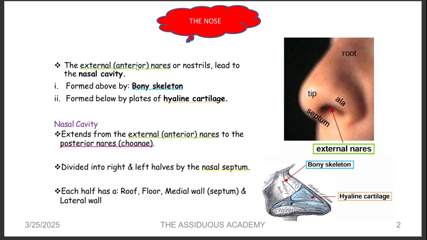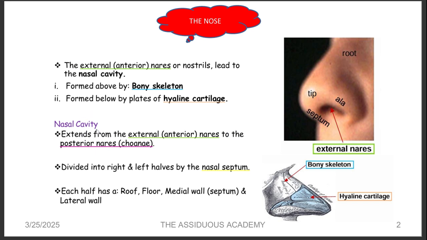So when you look at the nose again, it has got openings. It has got this opening on the outside, which we call the external or anterior nares. They are also known as the nostrils, and these are the ones that will lead to the inside, which is the nasal cavity. External anterior nares, or the nostrils. And when you look again at the nose, it is formed of two parts. It is formed of bone and also formed of cartilage, specifically hyaline cartilage.